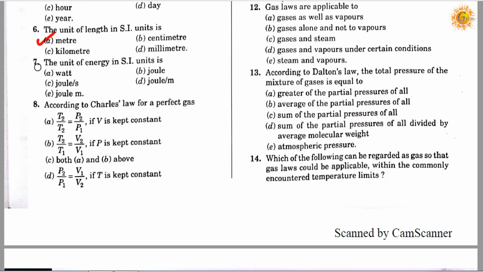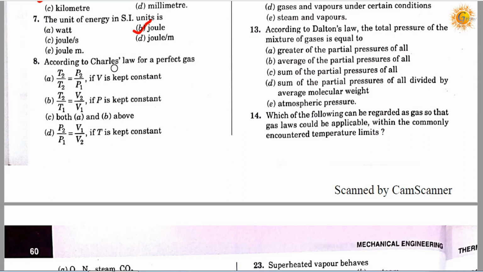Question number 7. The unit of energy in SI units is: option A watt, option B joule, option C joule per second, option D joule per minute, option E joule into minute. So the correct answer is B, joule only is the unit of energy.